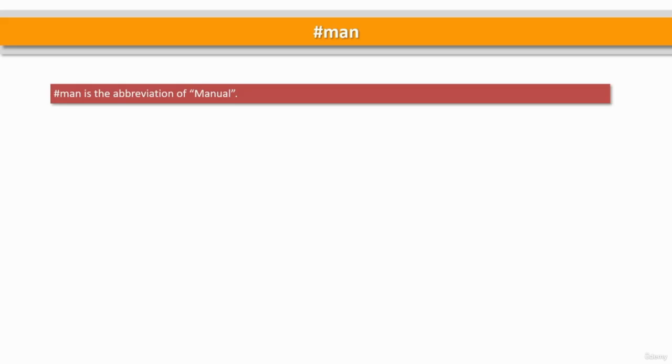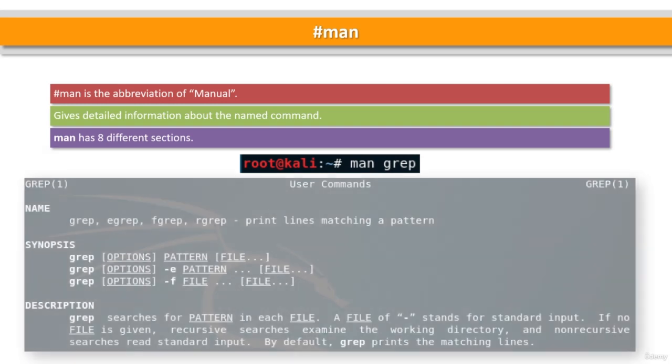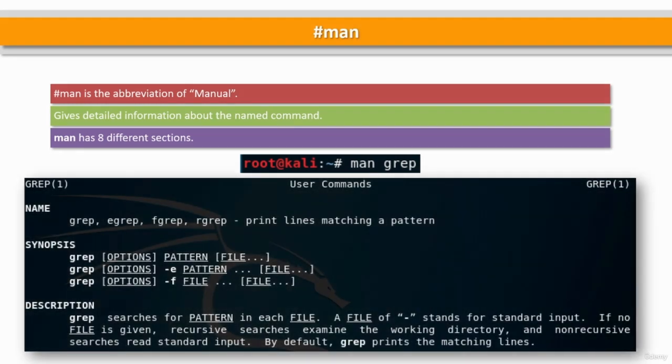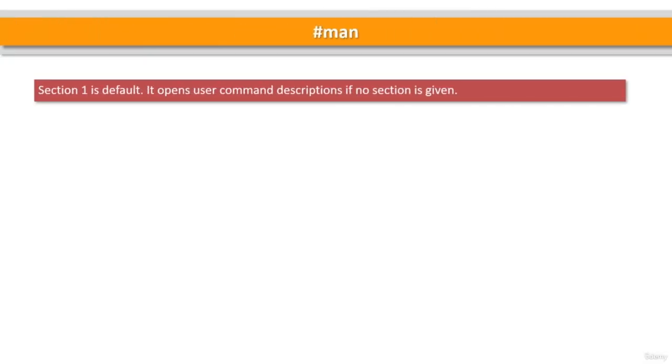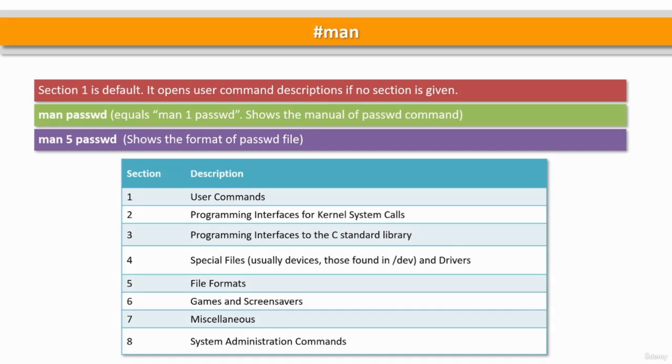The man command. Man is the abbreviation of manual, so it gives detailed information about the named command, including name, synopsis, configuration, description, options, exit status, return value, as well as errors. Now, the manual is divided into multiple sections, so we can pass a section number as an argument to get a specific section of the manual for a given command.